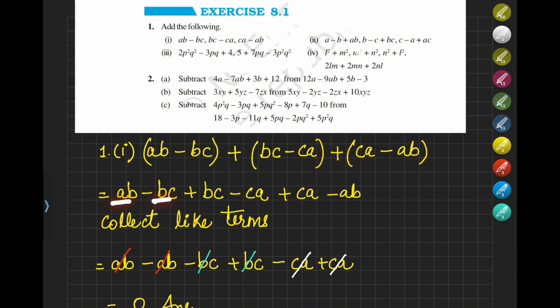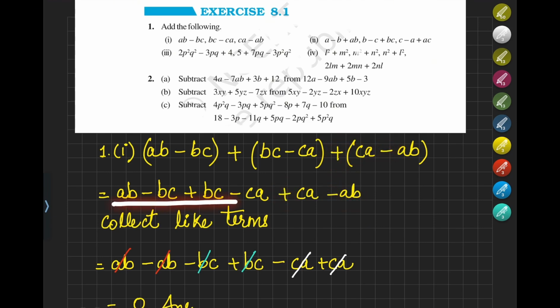A minus b minus bc. Plus into plus is a plus, so plus bc. Plus into minus is a minus, so minus ca. Then plus into plus is plus ca, and plus into minus is minus, so minus ab.